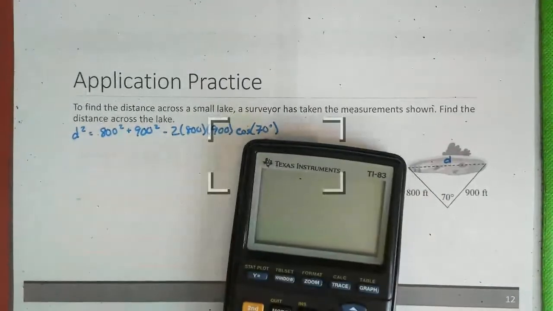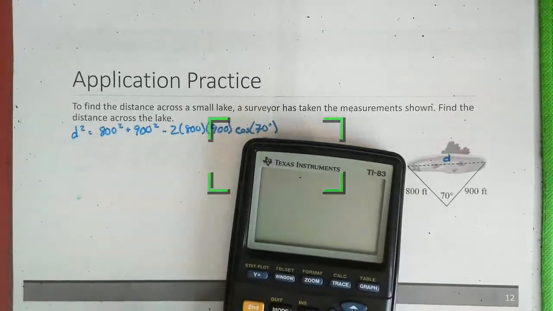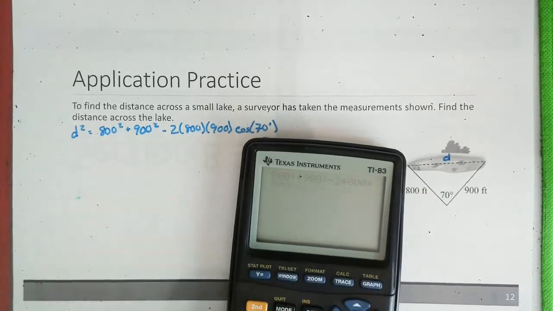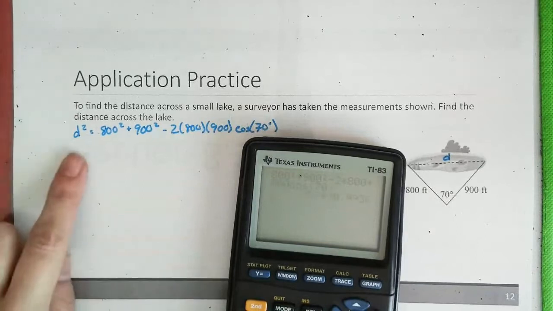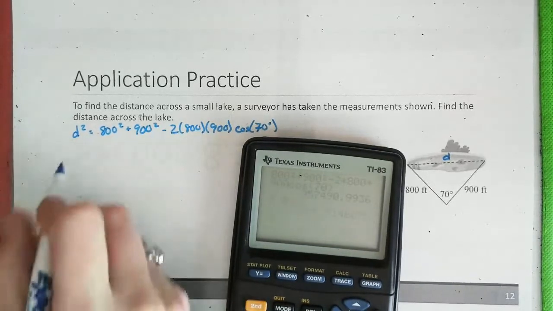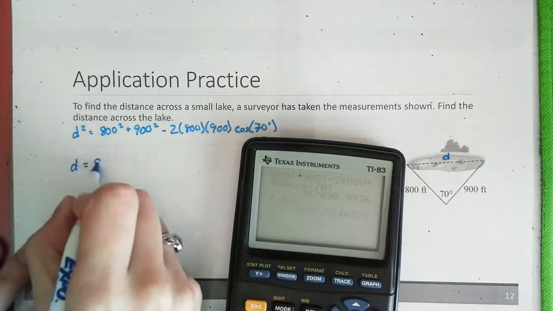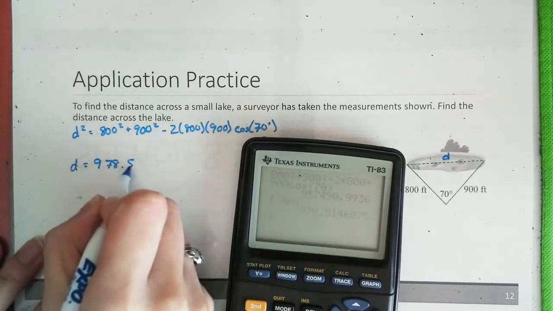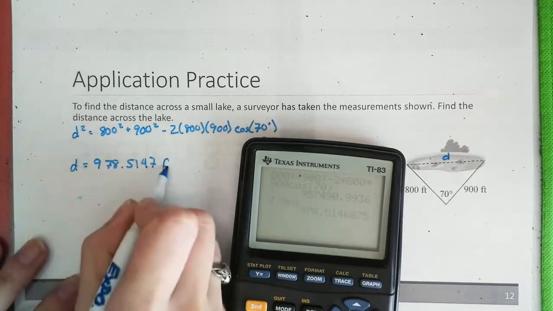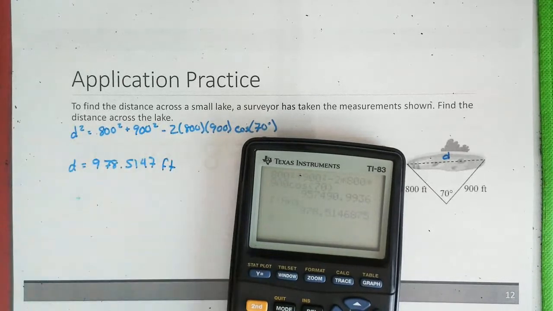Typing all of that in, we have 800 squared plus 900 squared minus 2 times 800 times 900 cosine of 70. That's D squared. So if I square root that answer, I find that the distance across the lake is 978.5147, and we were measuring in feet.